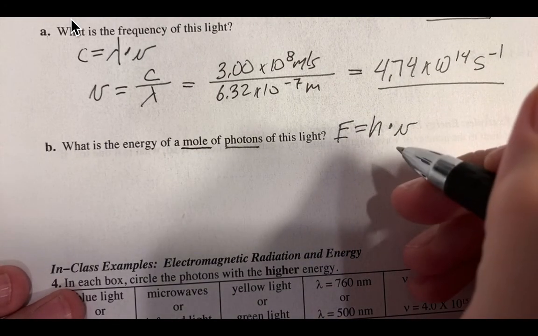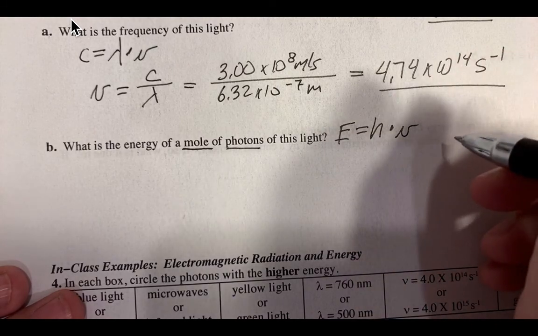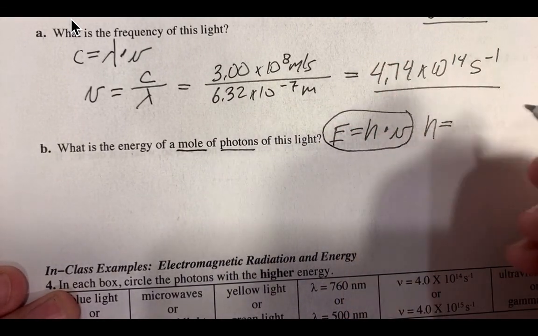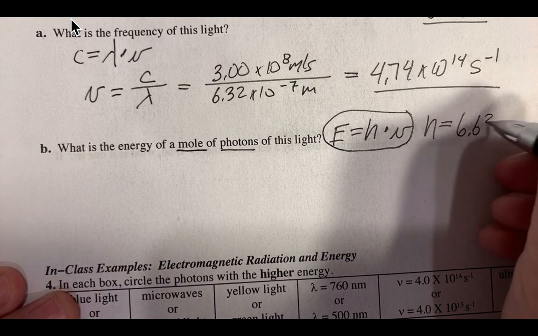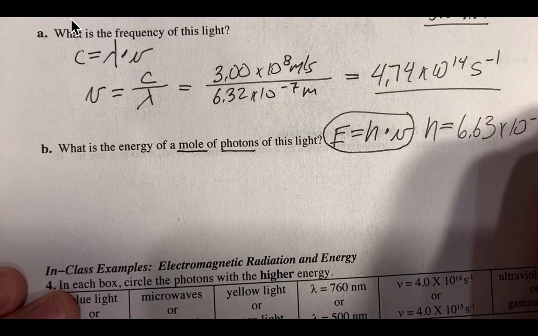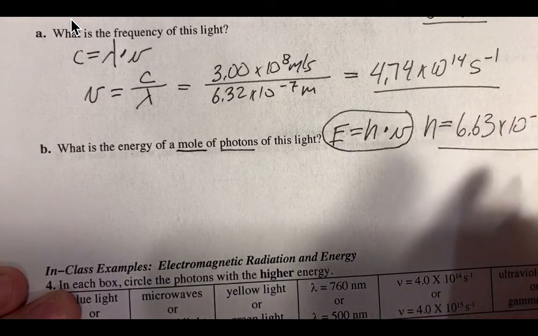It's called Planck's constant. It's up at the top of the page, but I'm going to rewrite it down here just so we have it. h is equal to 6.63 times 10 to the minus 34 joules times seconds.